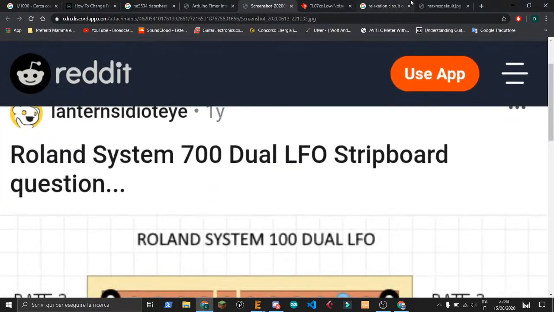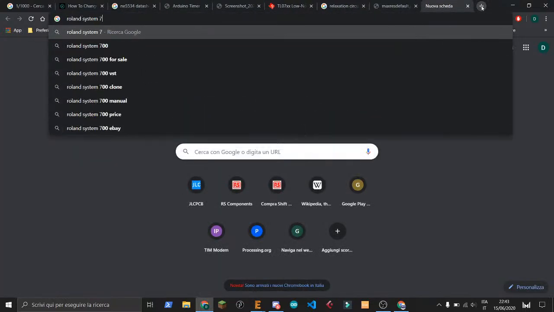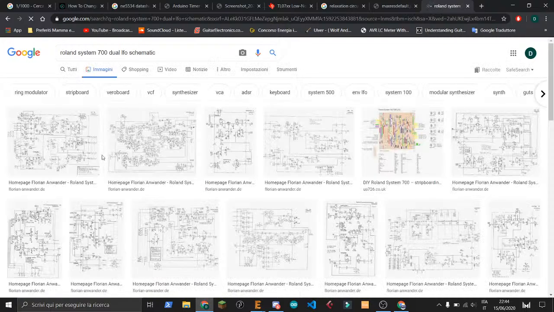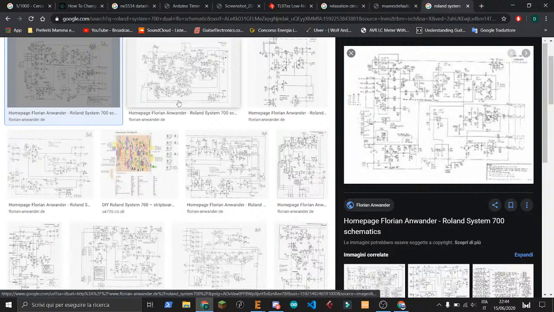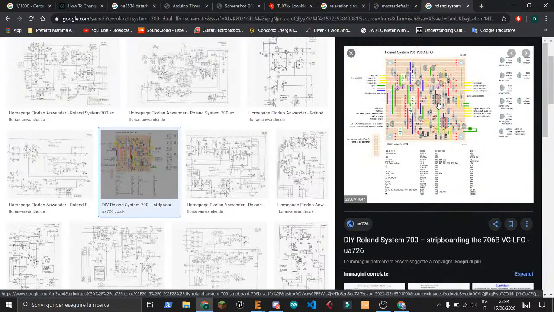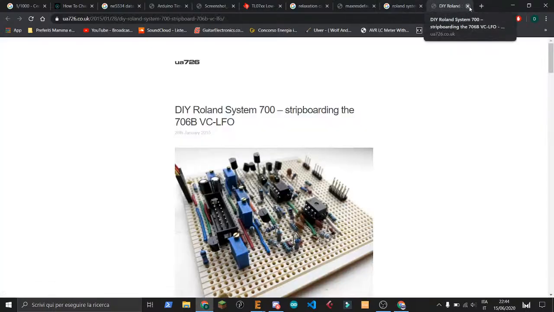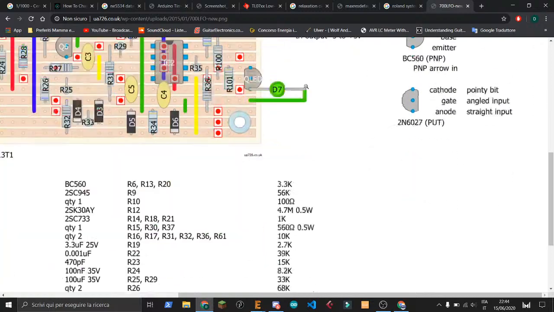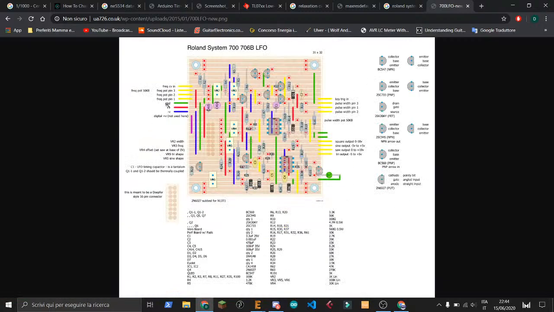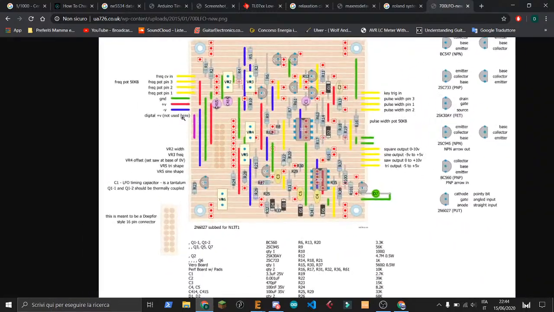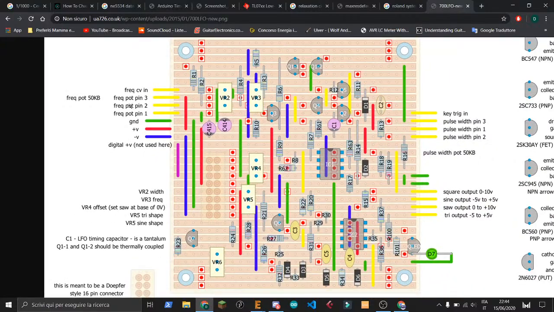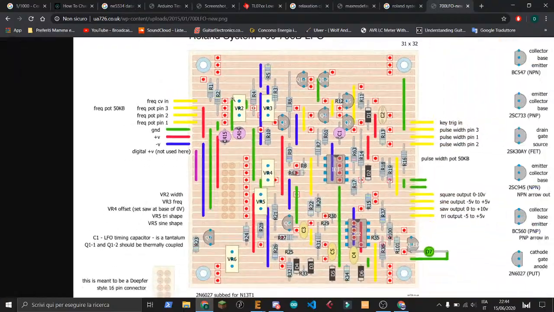So, Roland System 700 dual LFO schematic. Ooh. Yeah, I guess they oversimplified it with something. Yeah, definitely. Wow, this is pretty cool. This is a strip board layout. So yeah, frequency pot pin 3, pin 2, pin 1, this is how you do it.